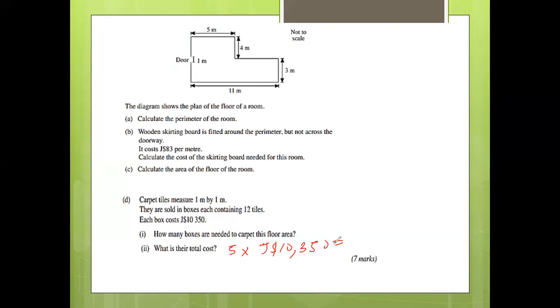Can somebody multiply 5 times 10,350 and tell me what you get? 51,750. Come again. 50 what? 750. All right. This would have been the total cost, right? The total cost for the 5 boxes.